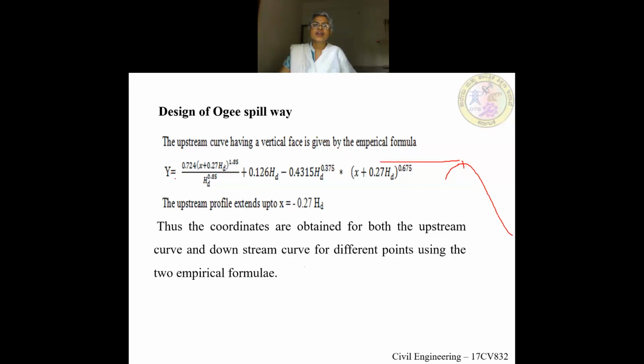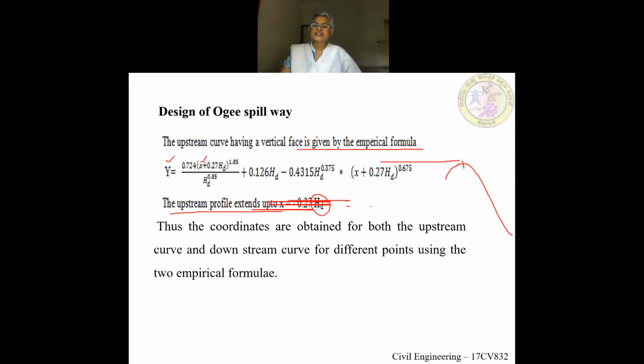For that, the y ordinate is given by this empirical formula. It is a lengthy formula, and you have to remember this. For different values of x, you can find out the different values of y. The upstream profile extends up to x equal to 0.27 Hd. Hd will be known, so you calculate up to what point the profile extends.